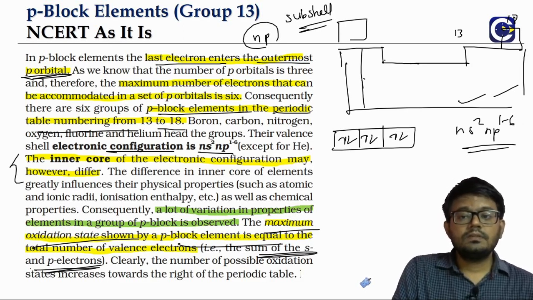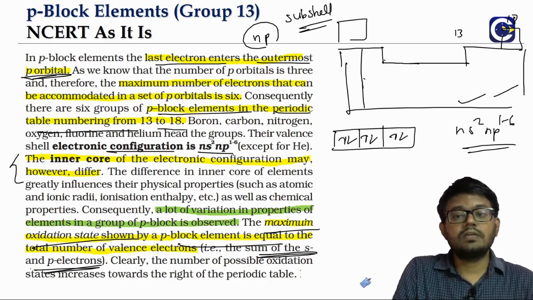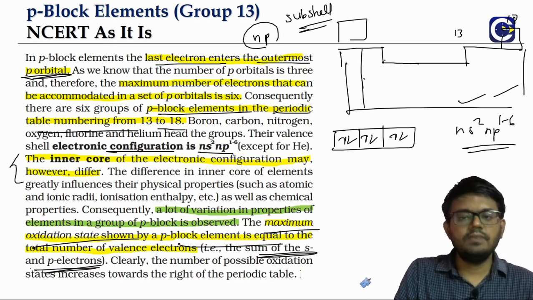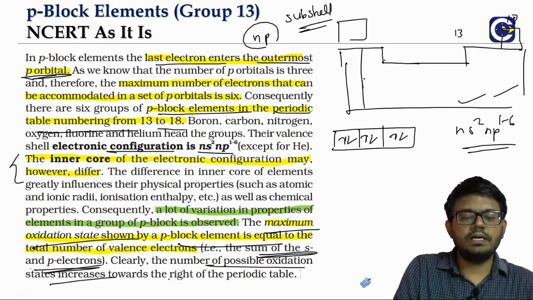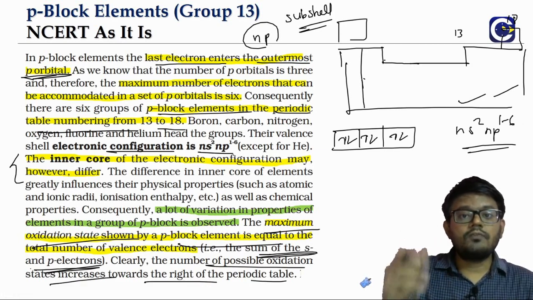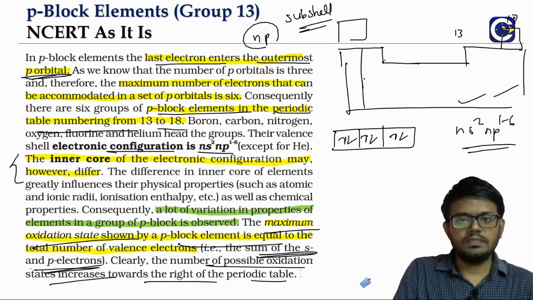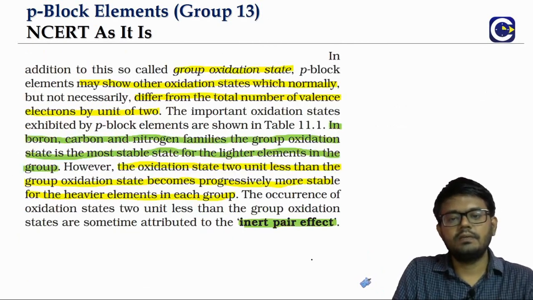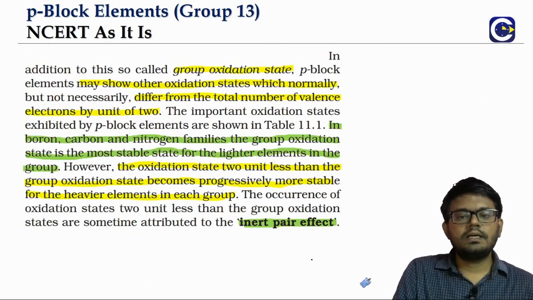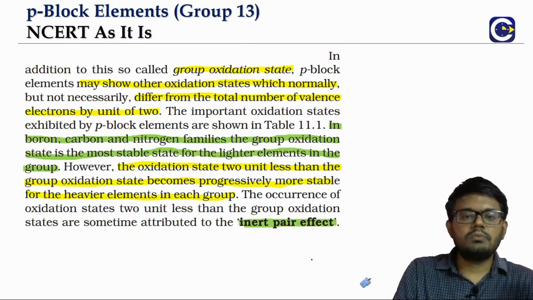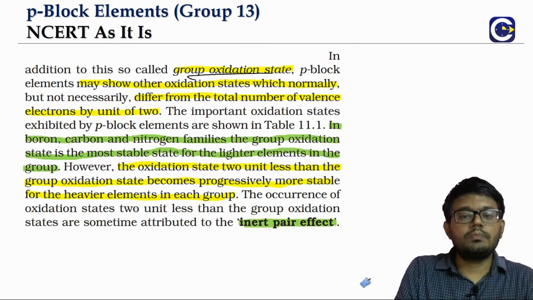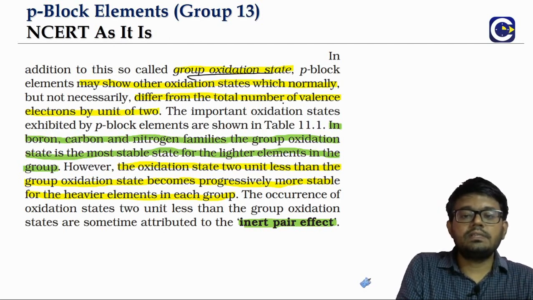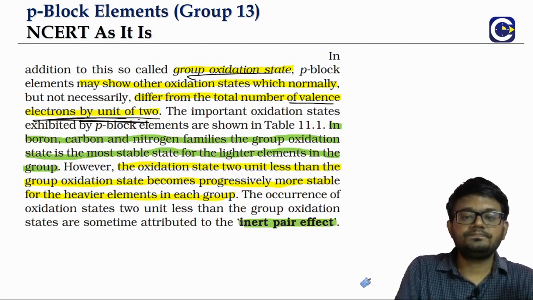And these elements have one more characteristic feature: they can show variable oxidation states. As we move towards the right of the table, the number of oxidation states these elements can show will keep on increasing. We will see that once we look at the possible oxidation states. But one important thing about the oxidation states is that, while they have their group oxidation state, they will also predominantly show an oxidation state which is 2 units less.